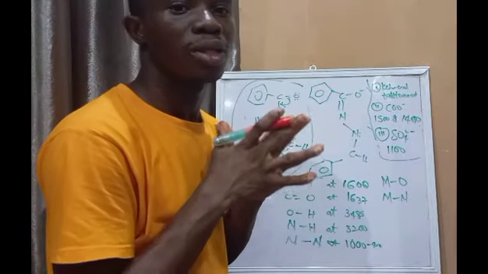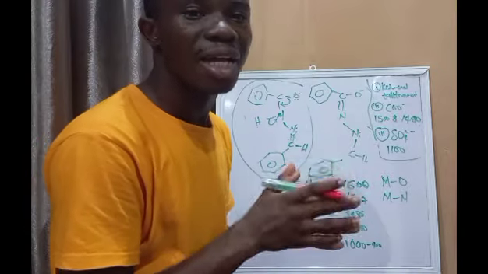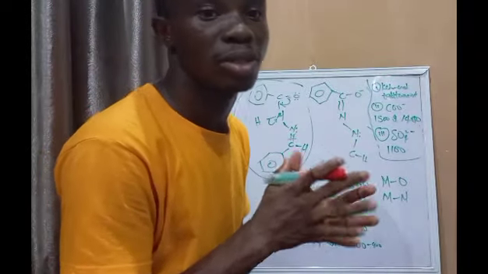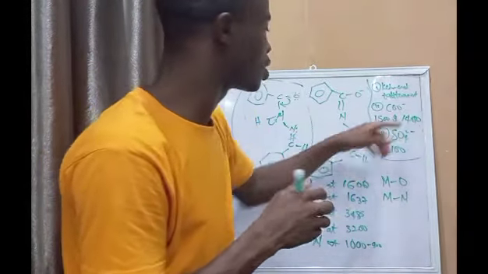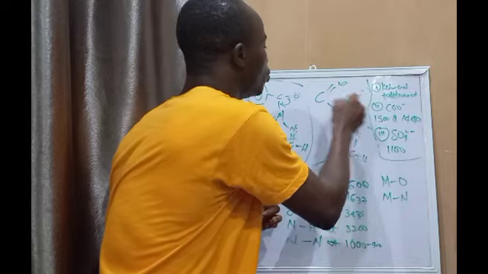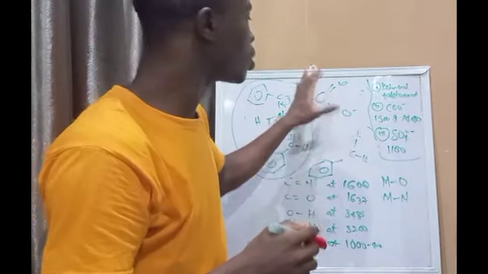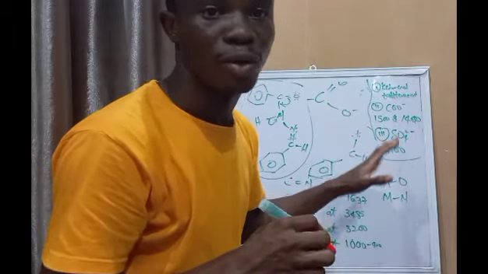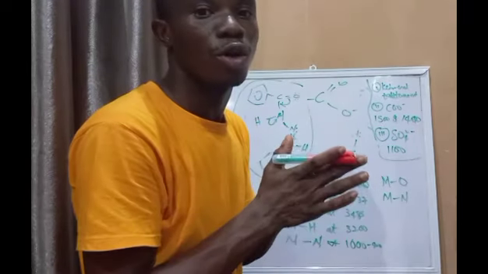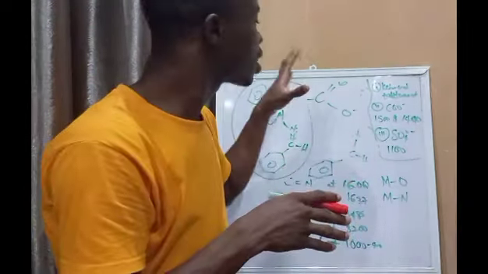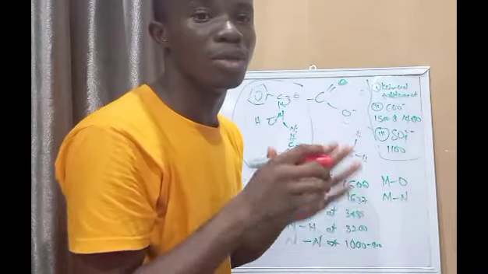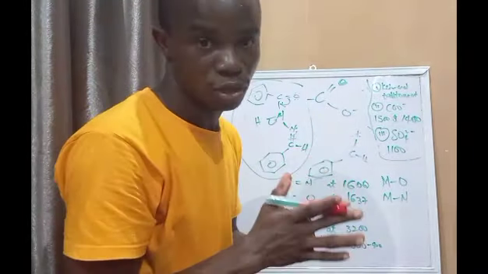Another thing that we also have to take note of is ligands that carry carboxylate ions. A carboxylate ion is C double bond O and we have O minus. A carboxylate ion as a ligand can be either bidentate or monodentate, in the sense that it can coordinate with the metal through the two oxygens, and it can also coordinate with the metal through only one of the oxygens.